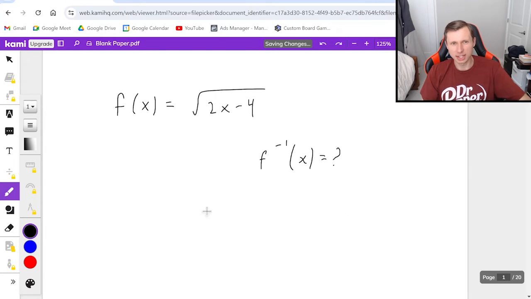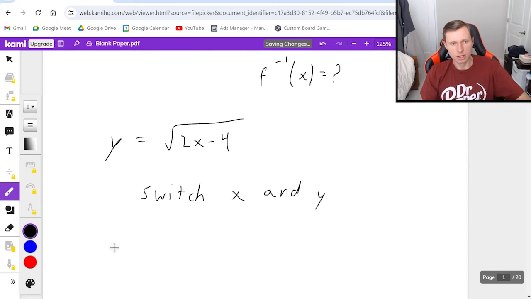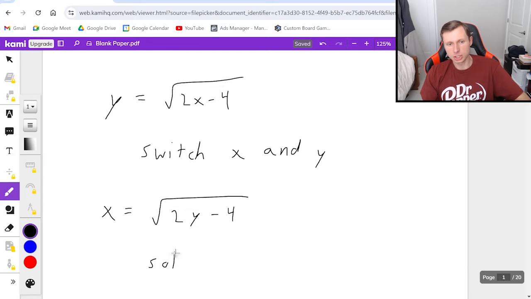So anyways, all you gotta do is first replace f of x with a y. y equals root 2x minus 4. And then we are going to switch the x and the y so that now it's x equals square root of 2y minus 4. And now your goal is to solve for your new y.